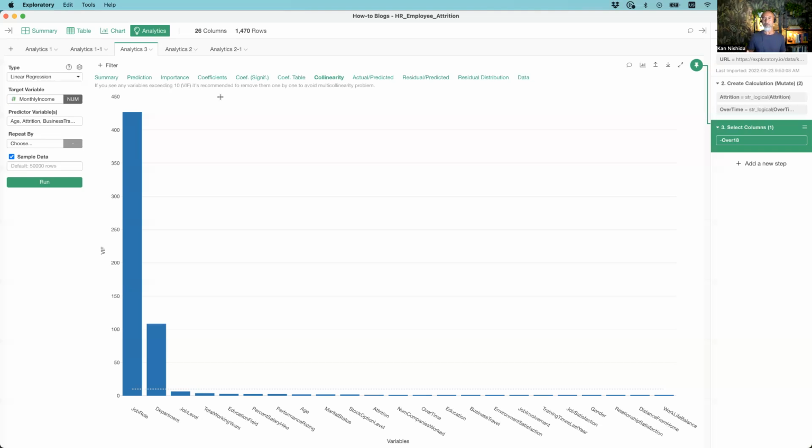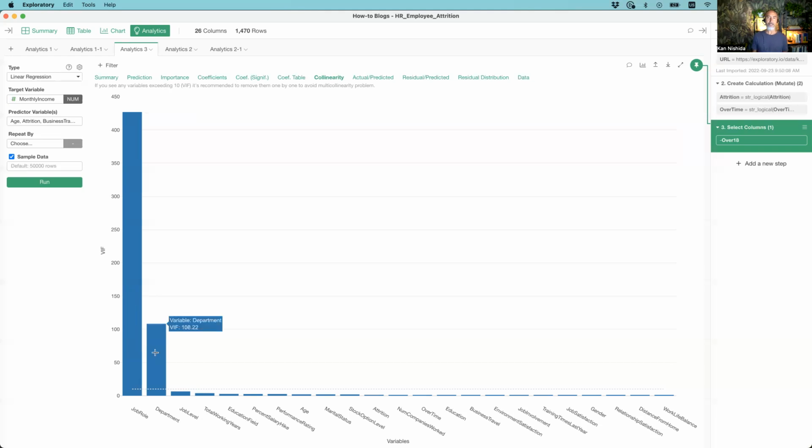I'm not going to go into multicollinearity today because of limited time, but the nutshell is that when you check this collinearity tab, any variable which shows greater than 10, that means you want to get rid of the variable one by one. In this case, for example, I have job role and department, and both of them are way beyond 10. So what I need to do is take out either job role or department.